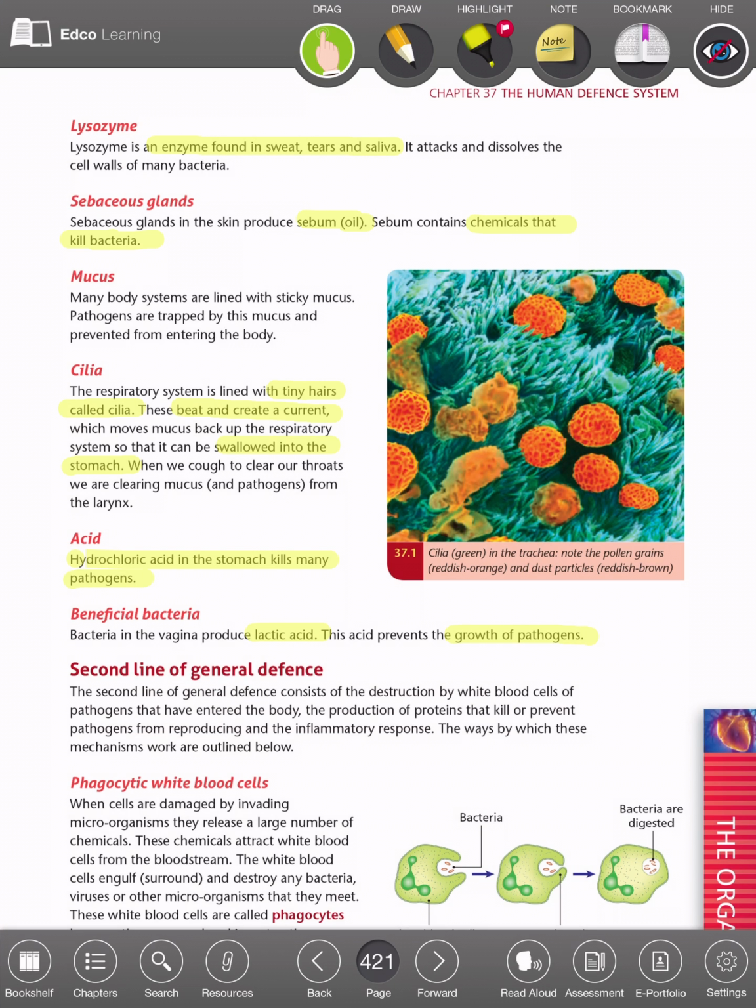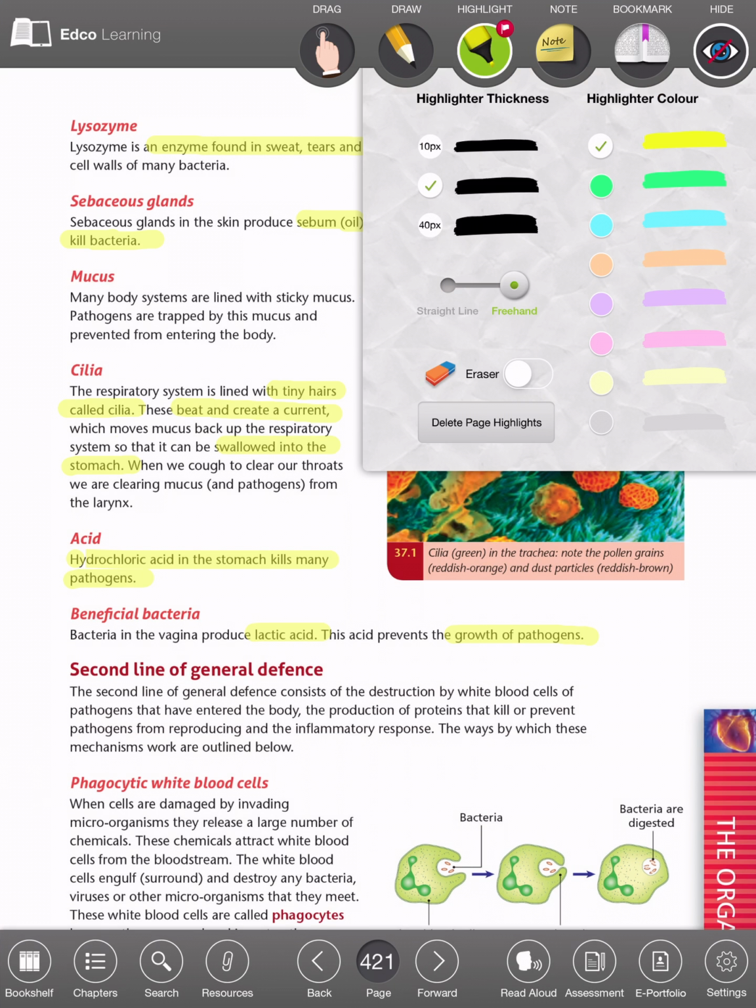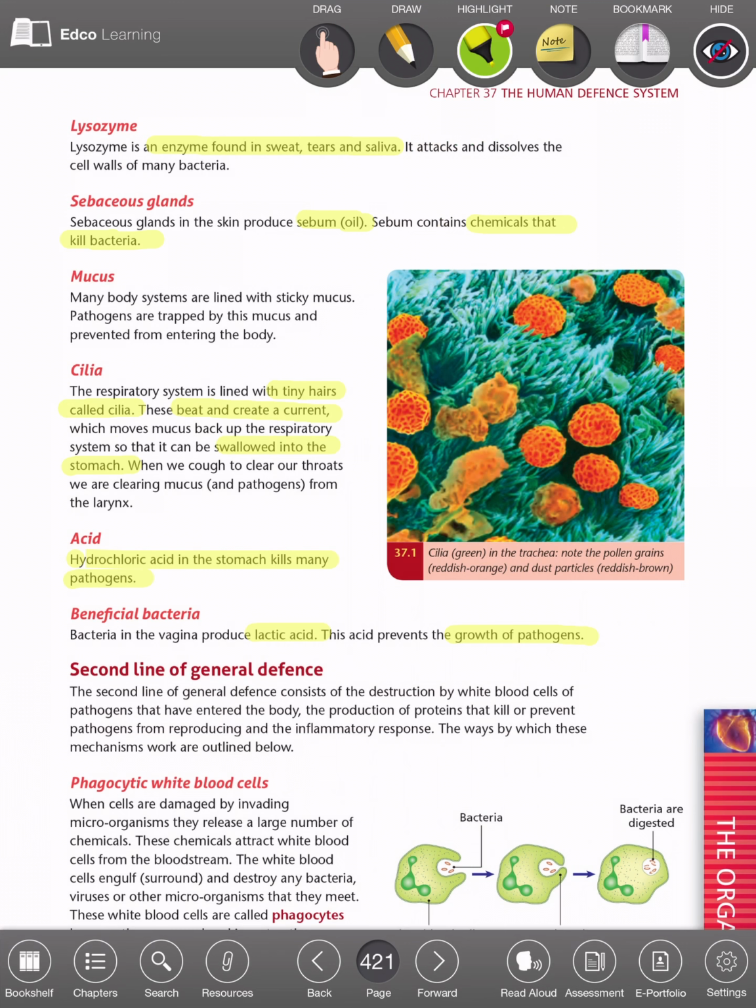So your second line of general defense consists of the destruction by white blood cells of pathogens that have entered the body, the production of proteins that kill or prevent pathogens from reproducing, and the inflammatory response. Okay, so there's three ways there. The inflammatory response is often represented as a fever in the human body. And the ways by which these mechanisms work are outlined below.